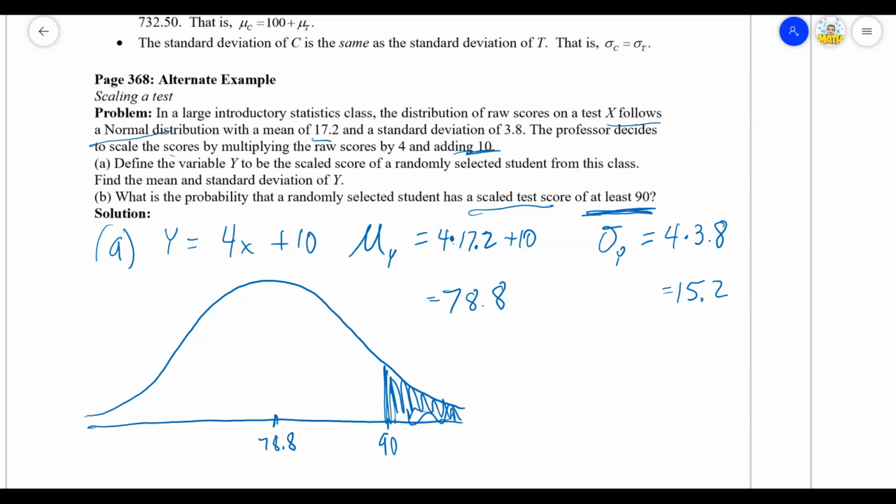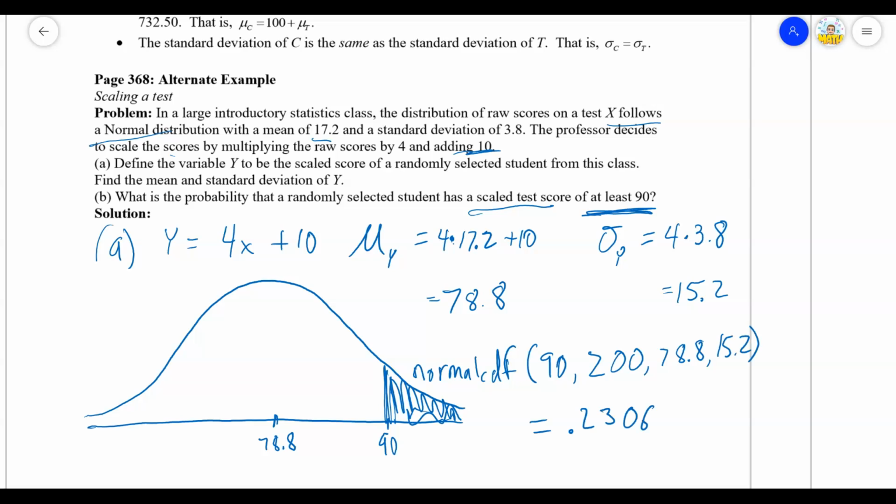And this will just be a normal CDF situation for us. We have normal CDF. 90 is the lower limit. Now, standard deviation of 15.2, it's a pretty big number. So if I add 2 standard deviations, that'd be 30.4 to 78.8. I'm already over 100. So let's throw this number up pretty high, like 200. Don't just leave it at 100. That probably won't be big enough. The mean is 78.8, and the standard deviation is 15.2. And using normal CDF, we get a pretty precise answer for that one, 0.2306.